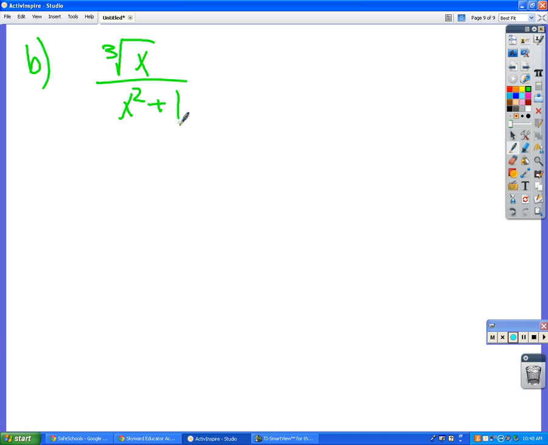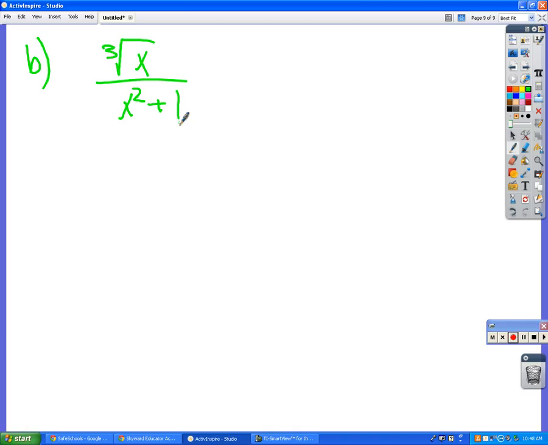Okay, back to the math. We have a root now, but it's not a square root, it's a cube root, right? And it is legal to take the cube root of a negative number, so we don't have to worry about that cube root. That's not going to restrict the domain at all.